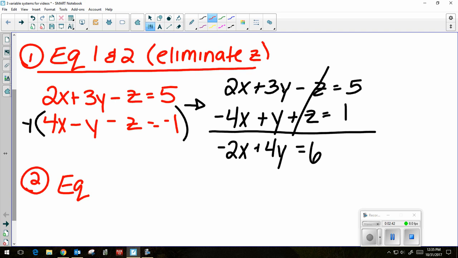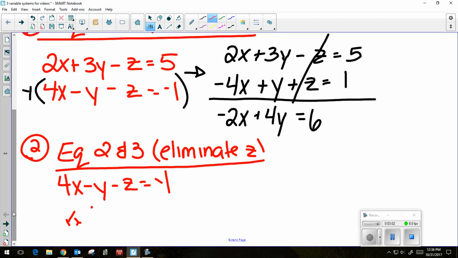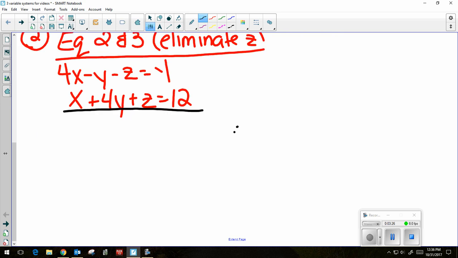I'm going to take a look at equations 2 and 3, and once again I want to eliminate z. Equation 2 was 4x minus y minus z equals -1, and equation 3 was x plus 4y plus z equals 12. To eliminate z, I can do that right now because I have a -z and a +z. When I add these two equations together, I get 4x plus x, which gives me 5x, -y plus 4y, which gives me +3y. My z's cancel, and I get -1 plus 12, which is 11.